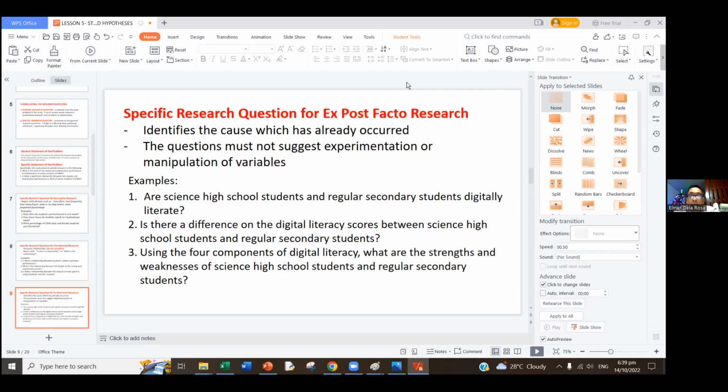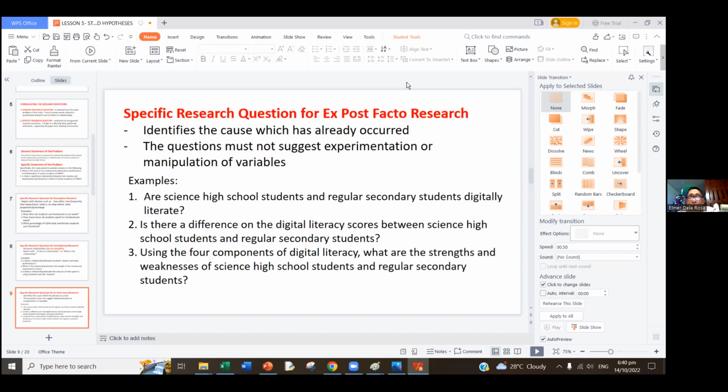The usual research question in ex post facto is, is there a difference? For correlation, it is, is there a relationship? For descriptive, it is how much, how frequently, what is. So the first one is like the third; that is another example. You can also ask, using the four components of digital literacy, what are the strengths and weaknesses of science high school students and regular secondary students? So there is always a comparison.